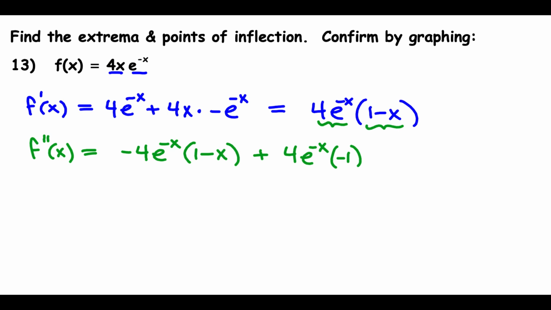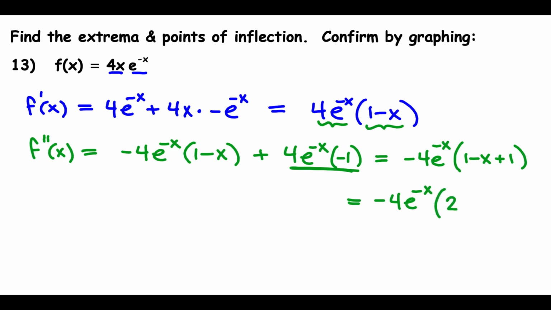And if I fix that up a little bit, again, I can factor some things out. Let's take out a negative 4 this time, negative 4 e to the negative x. That's going to leave us with 1 minus x plus 1, because this whole thing is factored out, but we took out a negative. All right, so the second derivative is going to be negative 4 e to the negative x times quantity 2 minus x. Okay, so there are the first two derivatives. There's the second derivative.